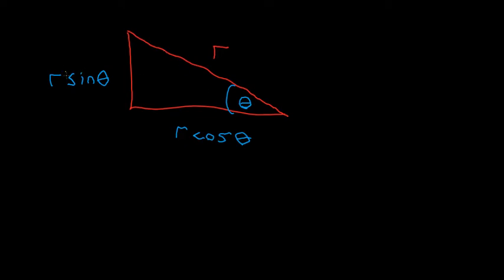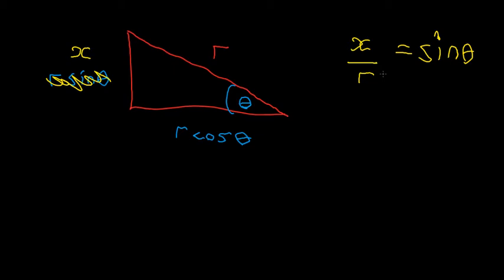And again, why is this true? For the same reason as before. Pretend we don't know this. Call it x. Well, I know that x over r is sine theta just by the sine relation. So solving that gives x as r sine theta, right? So that's useful to be able to do.